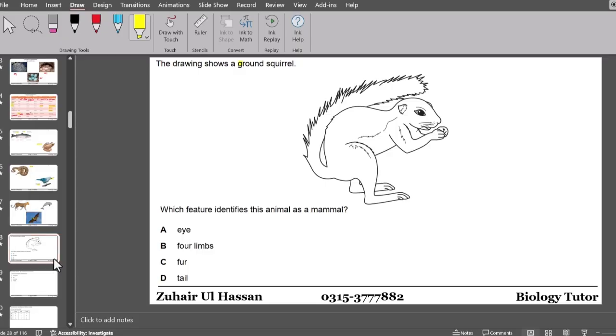The diagram shows a ground squirrel. Which feature identifies this animal as a mammal? Mammals have some main characteristics. If we talk about the appearance of an organism, here you can see that it has an external ear present. Also it has fur, hair present on its skin. Talking about option A, it is the eye. Eye is not the option with the help of which we say it is a mammal. Four limbs also not, but yes, fur is one of the options on the basis of which we are saying this animal is a mammal.